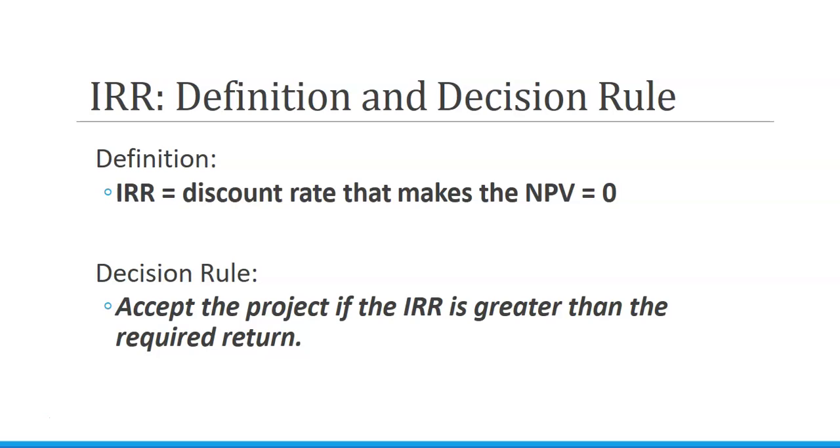The decision rule is that we would accept the project if the internal rate of return is greater than our required return.